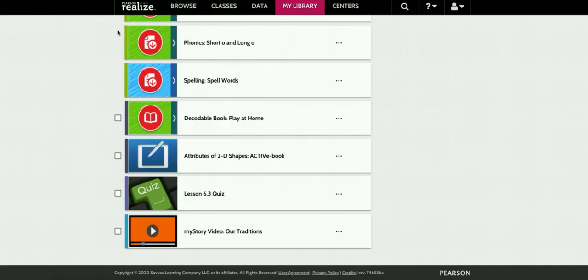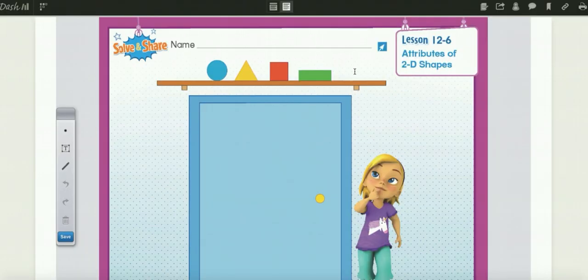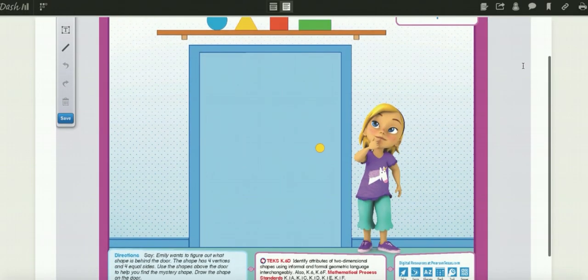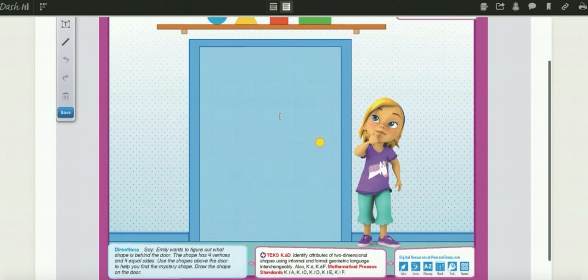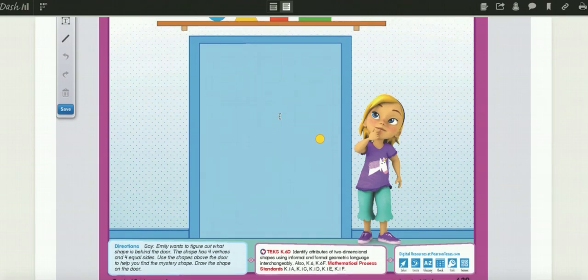Okay, so next we're going to go ahead and move on to math. So, Emily wants to figure out what shape is behind the door. The shape has 4 vertices and 4 equal sides. Use the shapes above the door to help you find the mystery shape. Draw the shape on the door.